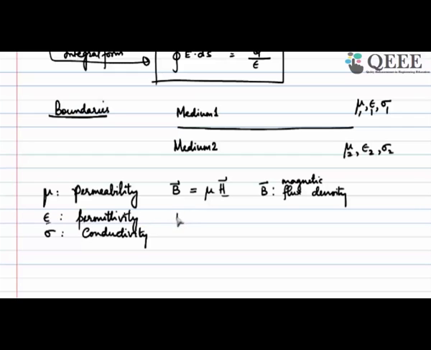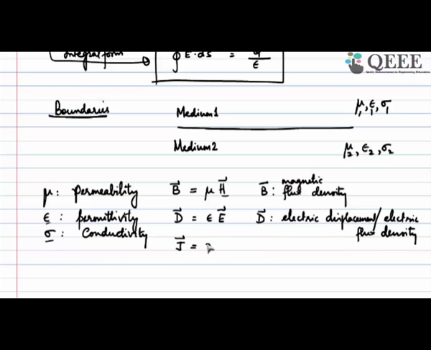And where is epsilon coming? It is deciding the relation between D and E, where D is your electric displacement, or electric flux density, and this conductivity decides how much current flows given that you have a field. Given an applied electric field, a charge in that field experiences a force and so it starts moving, and J is your current density. How much is the current flowing? So this is nothing but your Ohm's law, the electric field version of Ohm's law.